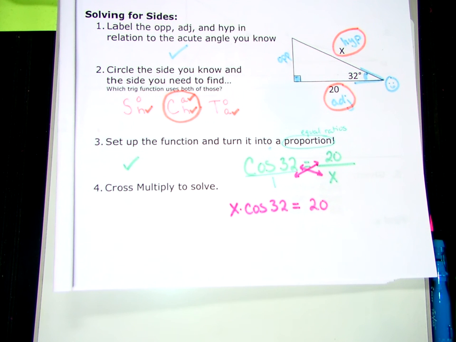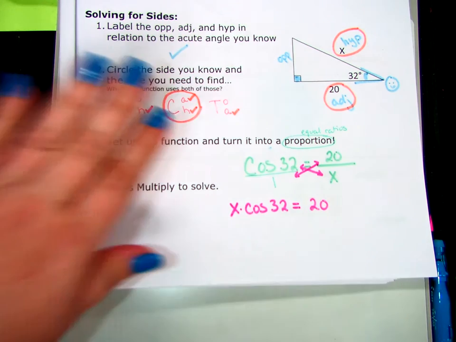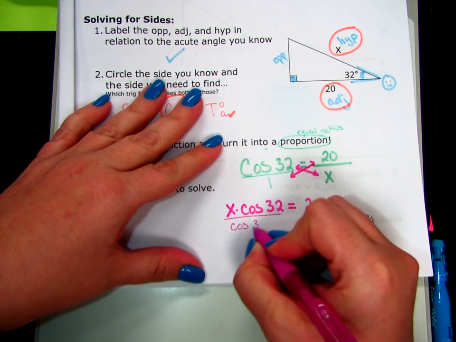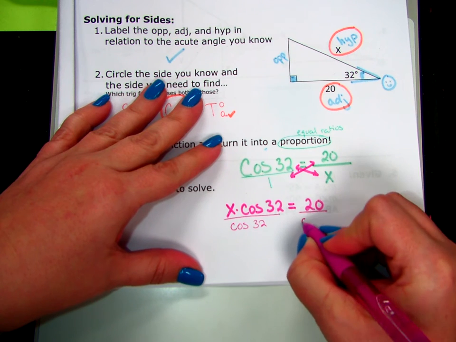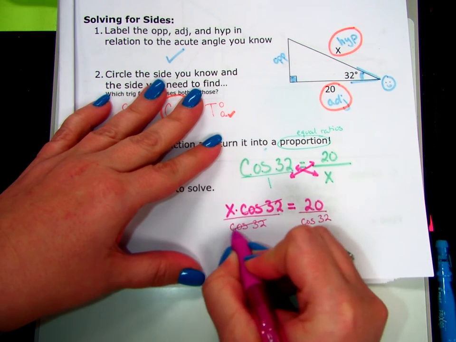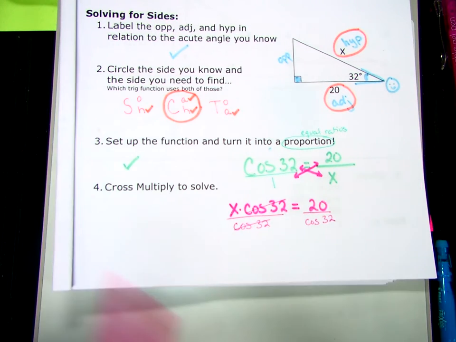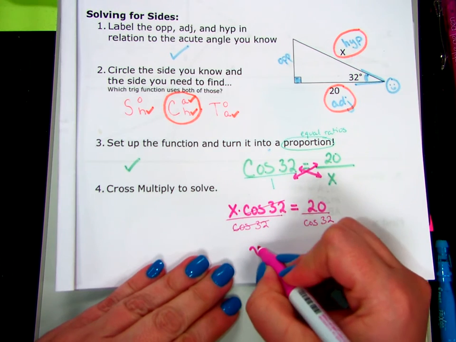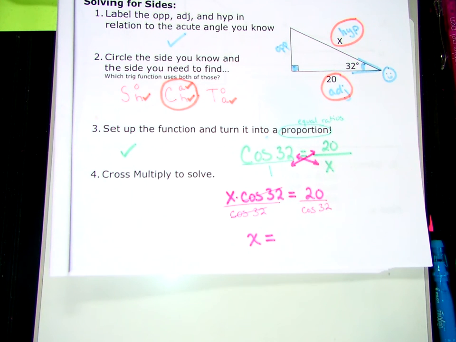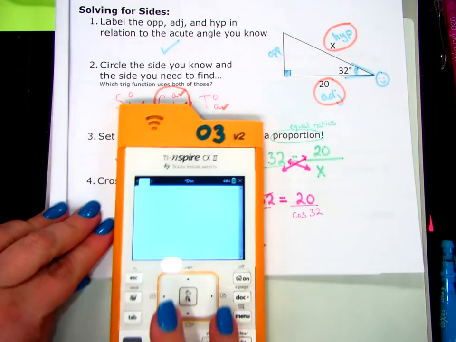I have x times the cosine of 32. How do I get rid of something that's being multiplied to x? Yeah, divide it out. Divide by the cosine of 32. So on this side, my two cosines cancel, and I just have an x. As soon as you see x equals all by itself, that's when you're ready for the calculator.